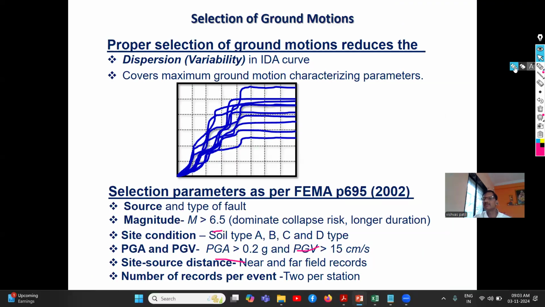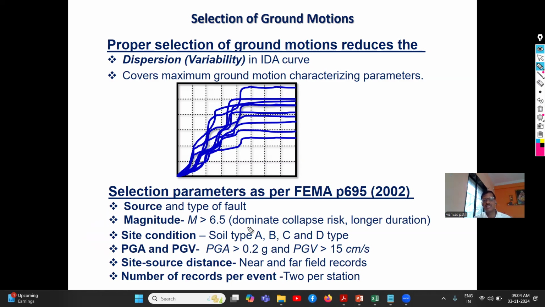Then these are some selection criteria given in this FEMA P695 document. That is, moment magnitude should be greater than 6.5. Whatever earthquake we are taking for the analysis must be a severe earthquake, and the ground motion should be taken from type A, B, C, and D soil. PGA value should be greater than 2, PGV value should be greater than 15, like this. So these are the criteria for selection of the ground motions.